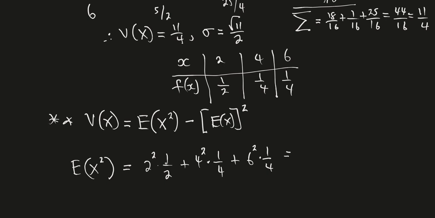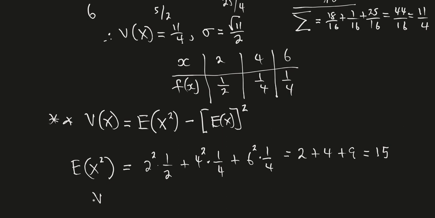So what do we have here? That's 4 times 1/2, so that's 2. We have 16 times 1/4, so that's 4. And then we have 36 over 4, so that's 9. So the expected value of x squared in this case is 15. Now all we have to do, we know that this is 7/2, and we just computed this to be 15.